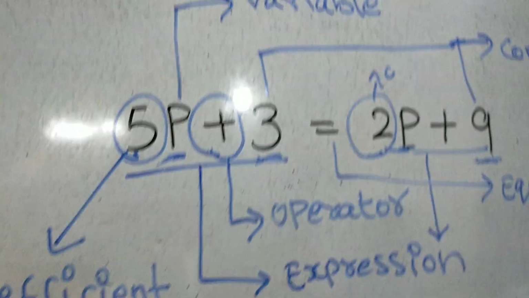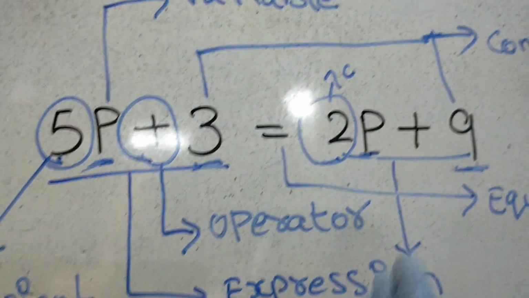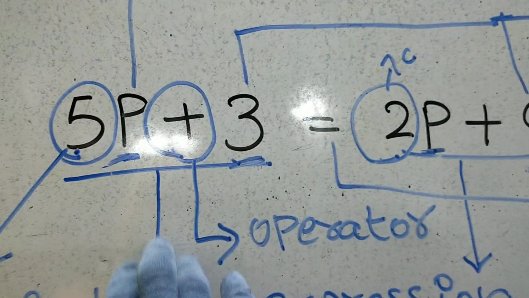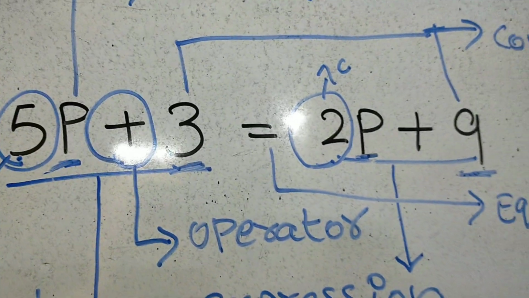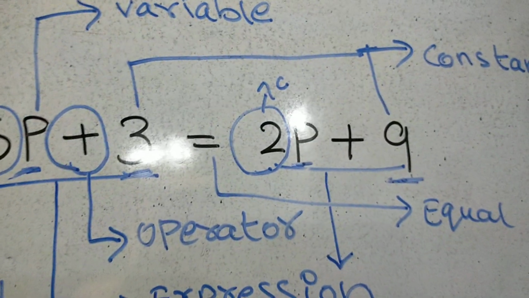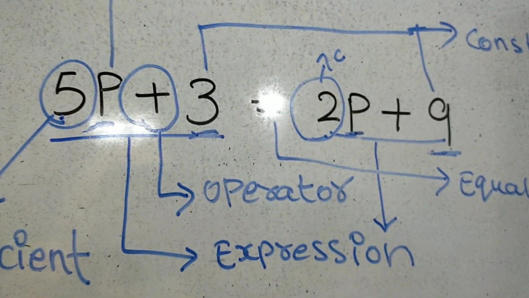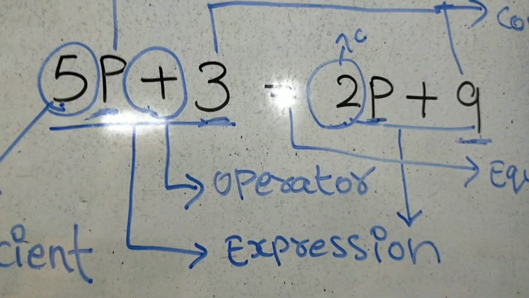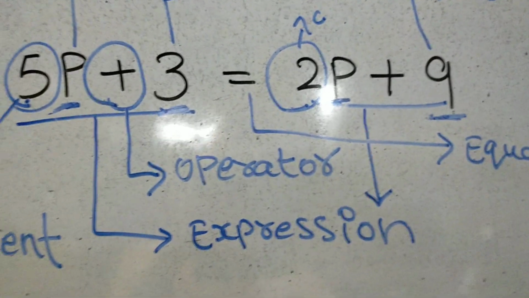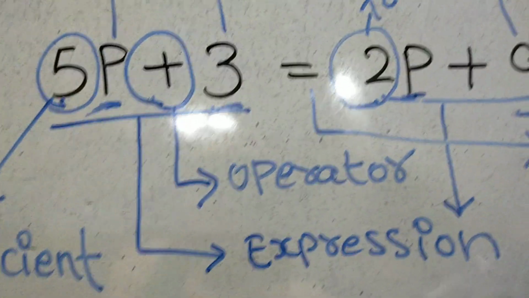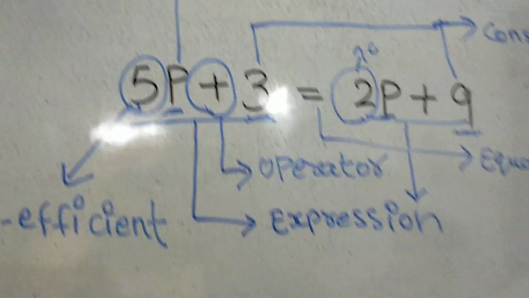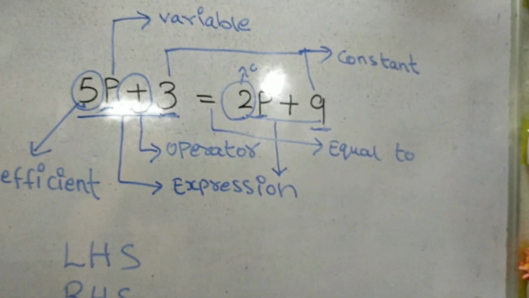Okay. So the expression on the right side of the equal to sign is called what? RHS. The expression on the left side of the equal to sign is called what? LHS. Did you understand? That is left. Okay. Oh, sorry. Right. So on the right side it is RHS. On the left side it is LHS. Did you understand? Okay.